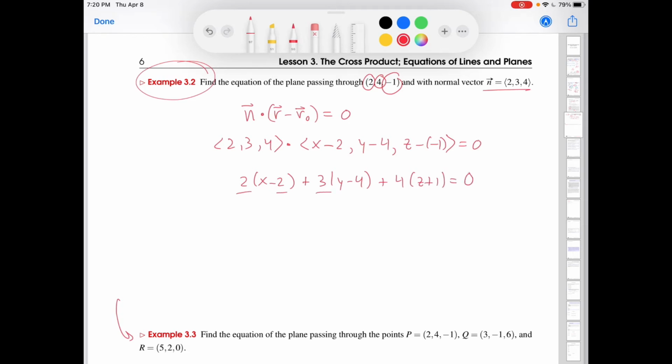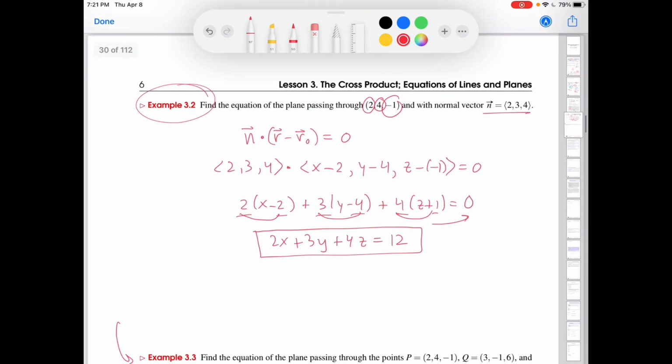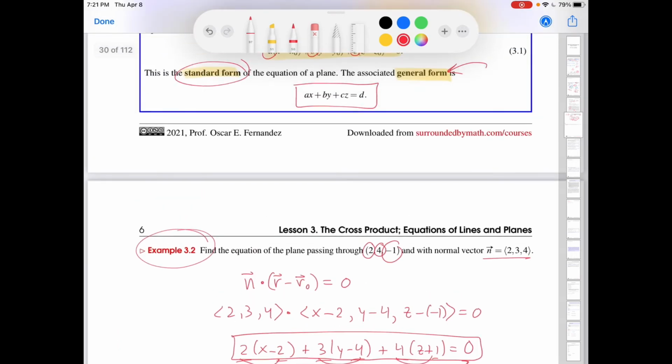If I multiply these things out, I can simplify things a little bit, and you can check this. If you add it to the right, here you're getting negative 4 minus 12, that's negative 16, plus 4, that's negative 12, and then you add it to the right-hand side, you get positive 12. So that gets you there. So this is our equation of the plane in this general form, or we could have left it in this way, and this would have been the equation of the plane in this standard form.